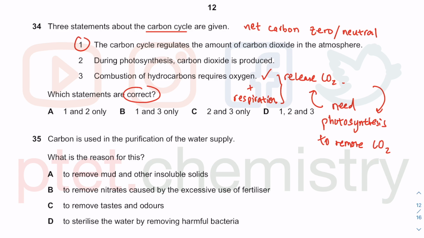1 is definitely correct there. During photosynthesis, you don't produce carbon dioxide. Carbon dioxide is reacted. Instead, what is produced will be oxygen gas. That is what is needed. 2 is definitely wrong. So 1 is definitely correct. And what are we looking for? So that means B must be the only answer because 2 is definitely wrong there. And 1 and 3 are correct because combustion, burning hydrocarbons, compounds containing hydrogen and carbon, definitely requires oxygen to produce carbon dioxide and water if it is complete combustion.